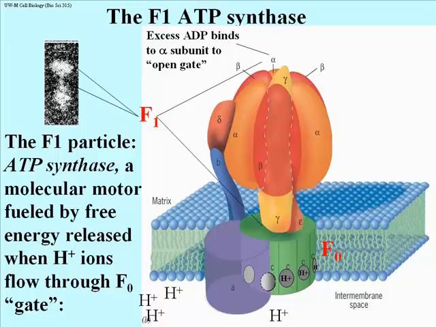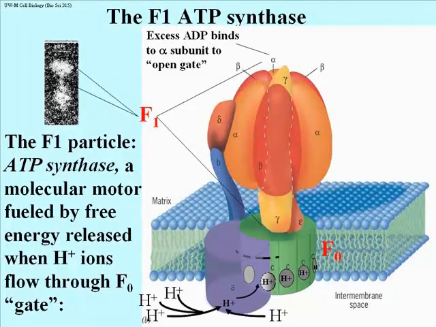This head consists of alpha and beta subunits. When there's a lot of ADP around, which would indicate that the cell is rapidly using up ATP, so this is a busy cell, the excess ADP binds to the alpha subunit and opens up the proton gate. So the alpha subunit is a regulatory protein whose shape changes when it binds this excess ADP, opening a pathway for the protons to flow back into the matrix from where they have accumulated during electron transport.